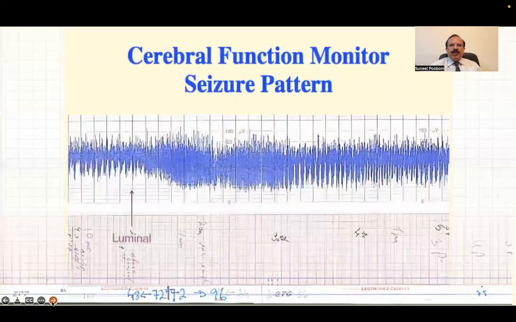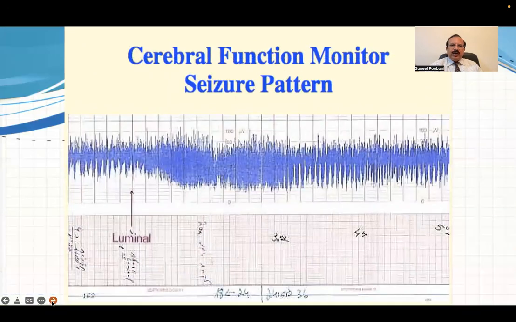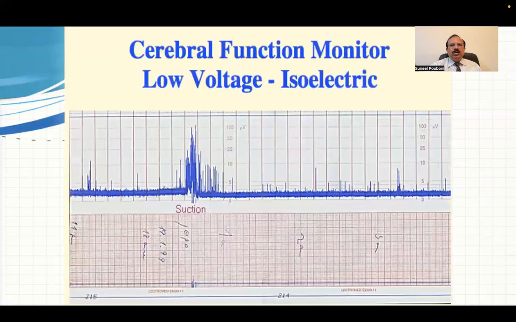or EEG. So here is a seizure pattern, how it looks like, and anyone can pick up if a patient is having seizure activity. This can be further analyzed by means of EEG, and if there is any structural problem, ultrasonogram and CT scan can tell us much more. So this is more like a screening tool.